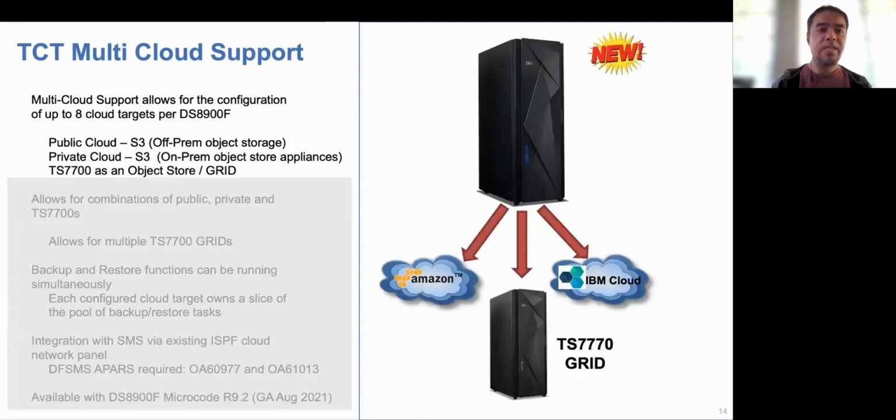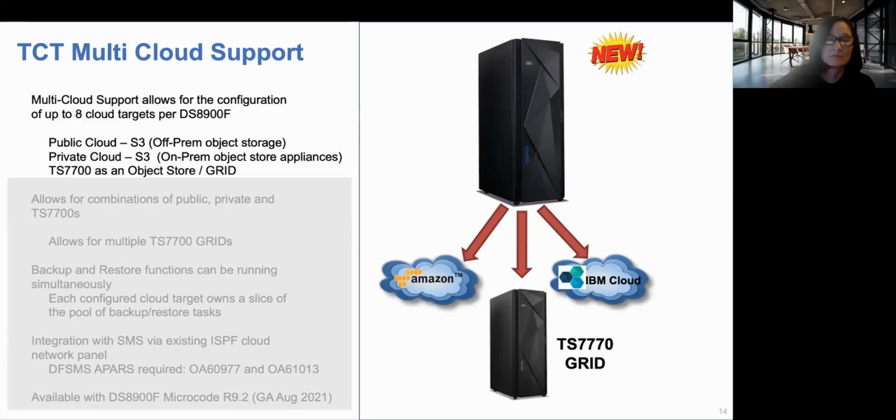Okay, so now what's next? We are introducing support for multiple clouds, multi-cloud support. Before, we only supported the definition and configuration of a single object store target, whether it was a traditional cloud or a 7700 cloud. You were able to configure and use only one cloud at a time. If you wanted to switch to another type of cloud, you needed to remove the prior definition of your cloud, and then create a new definition with the credentials and connection information to reach the new target.